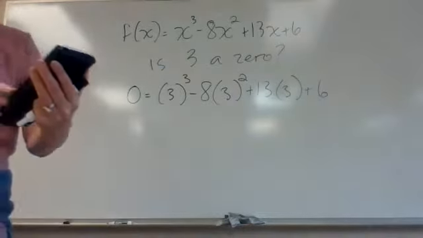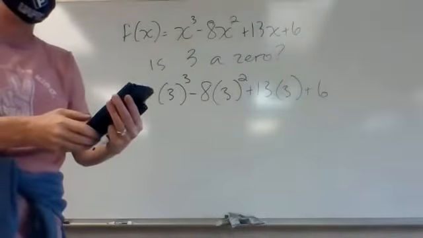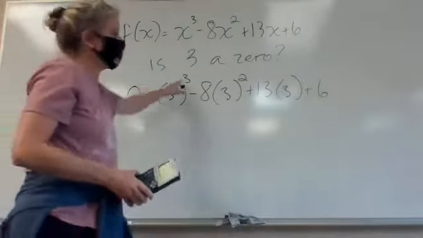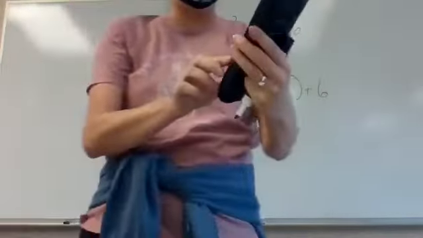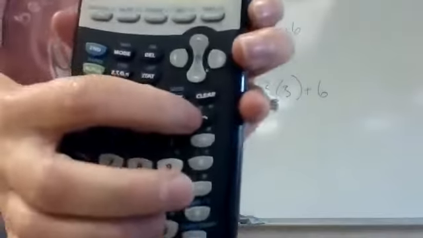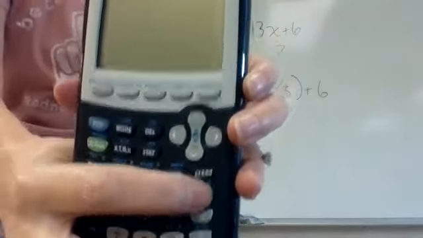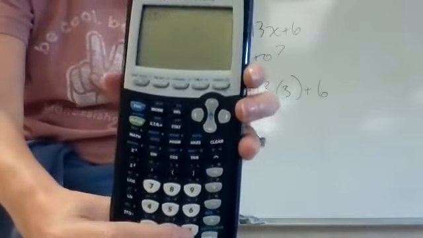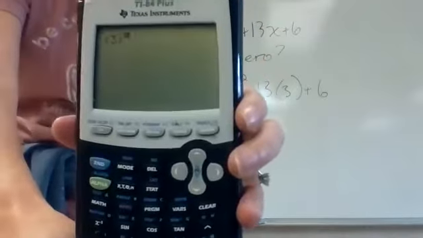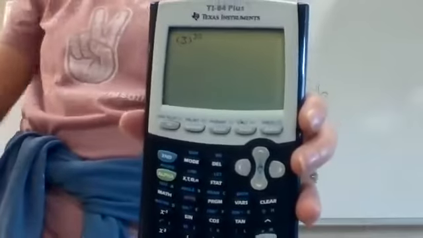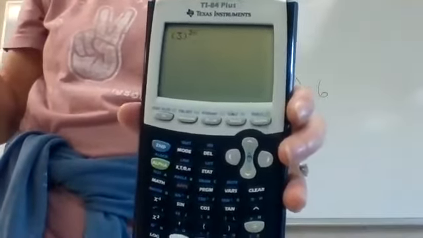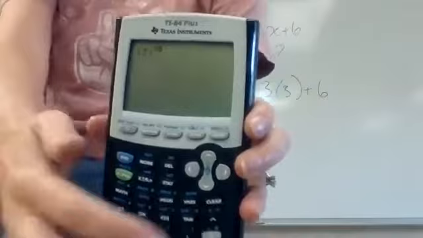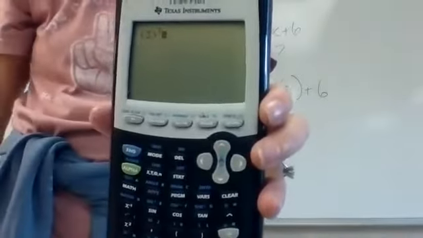So open parentheses, 3, close. Now remember how to get to the third power. You push this little up arrow that's below your clear button. So that puts you up in the exponent. So you'll go up in the exponent and hit the 3. But then after that, once you hit that 3, you'll notice you're still in the exponent, right? So to get back down out of the exponent, just hit your right arrow.